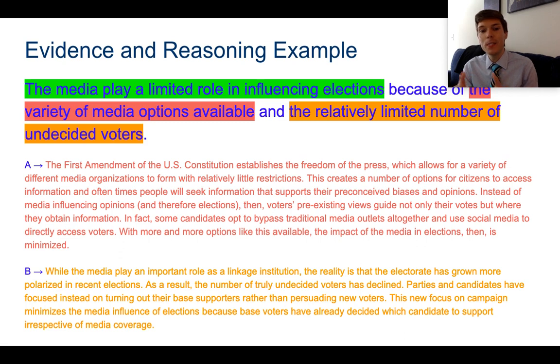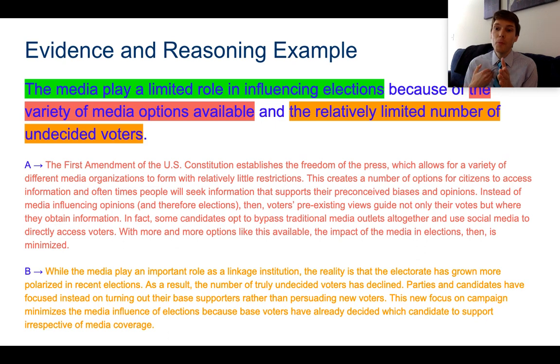Instead of the media influencing opinions and therefore elections, voters' pre-existing views guide not only their votes, but where they obtain information. In fact, I buttress my argument by providing an example. Some candidates opt to bypass traditional media outlets altogether and use social media to directly access voters. With more and more options like this available, the impact of the media in elections then is minimized. I'm ending that explanation, the justification, by reminding my reader to go back to my claim.